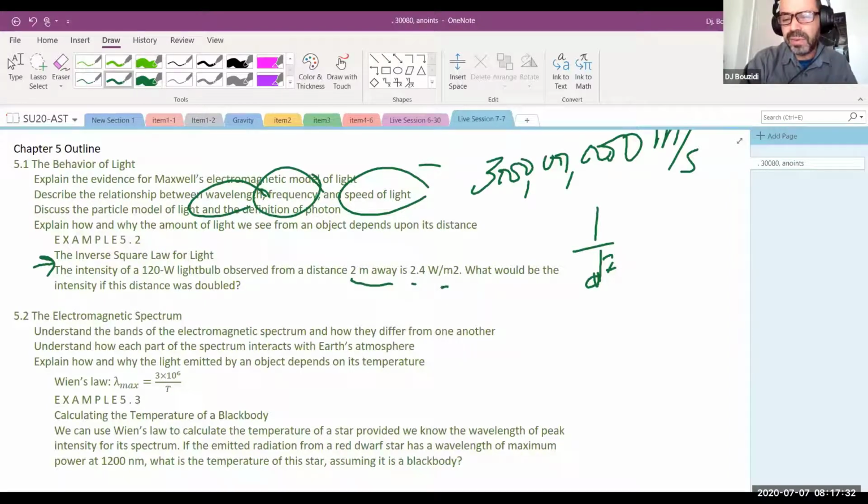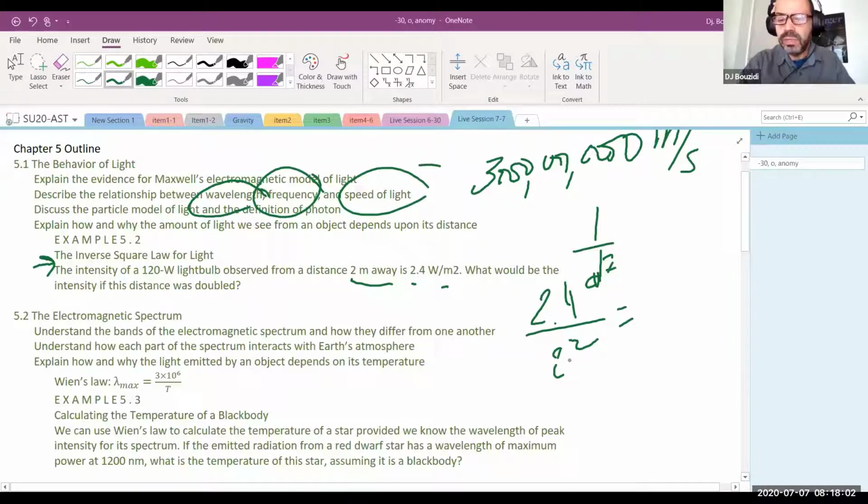Since it drops like 1 over distance squared, it was 2.4 watts per meter squared to begin with. Now it's going to be 2.4 divided by 2 squared. So the answer, of course, is going to be 2.4 divided by 2 squared. I'm pulling my calculator quickly in here, 2.4 divided by 4. The reason I'm dividing it by 4 is because the 2 squared in here is 4. So the intensity drops to 0.6 watts per meter squared. So that's basically how much the drop is in terms of the power of that light bulb.